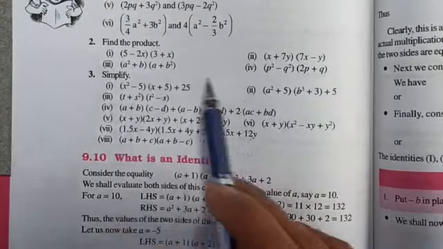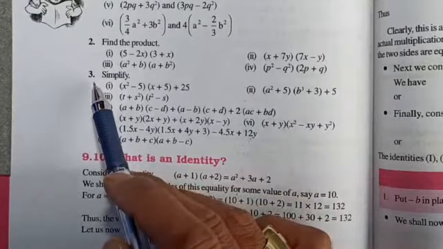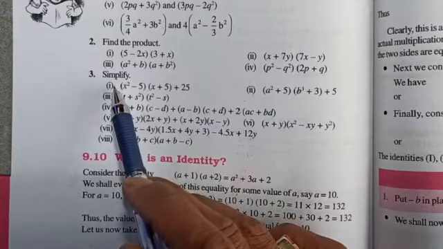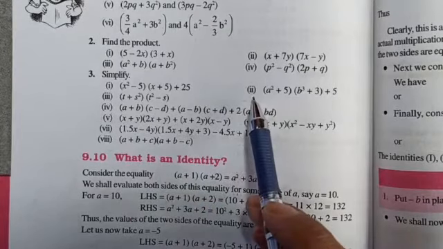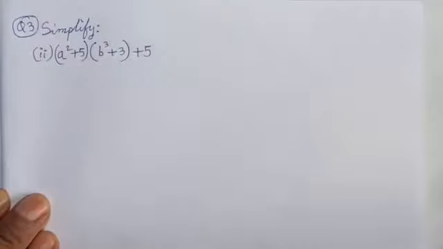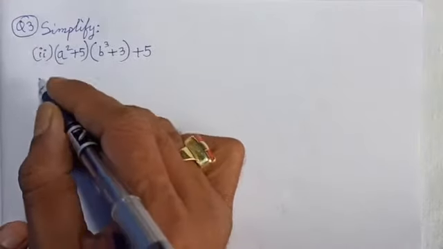Remaining questions are same, so you can practice this at home. Now let's try question number 3. Simplify. Roman number 1 and 2 are same, so let's do Roman number 2. So now question number 3, Roman number 2, solution.